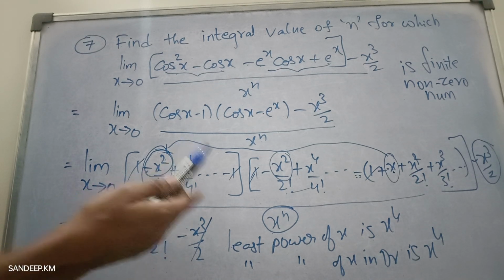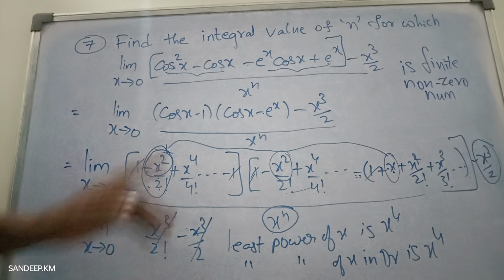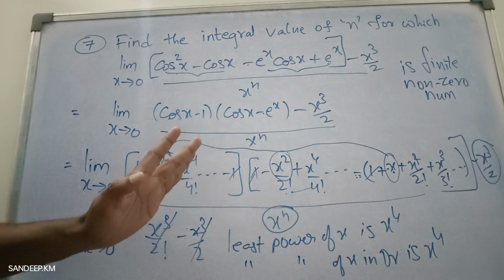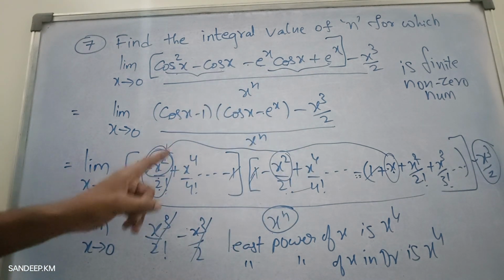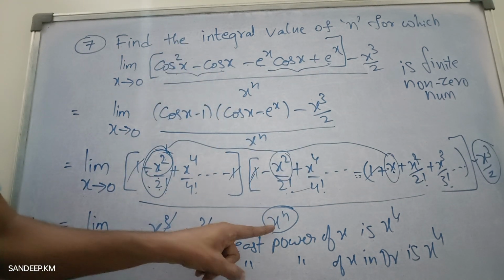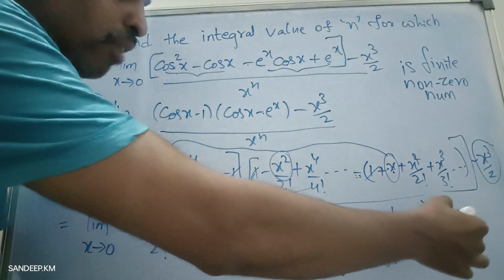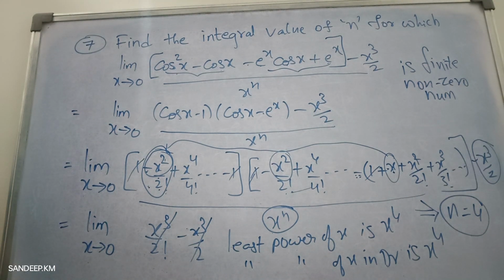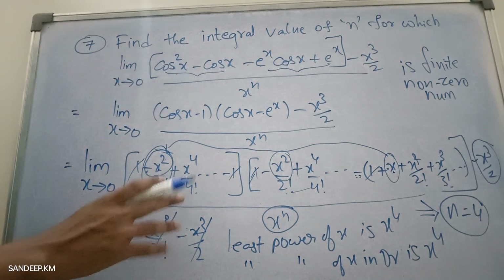Okay, now you can once again listen to the previous questions to have clarity about it. The least power of x in the numerator and the least power of x in the denominator should be same. Then only your answer will be finite. So the least power of x in the numerator is x power 4. Therefore denominator also must be x power 4. So what is the value of n? Therefore n value is equal to 4. Carefully once again, if you want, go through the explanation once again, you will understand why n value is 4.